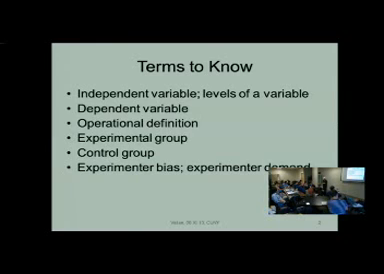Okay, experimenter bias and experimenter demand. These are things that are very important in social psychology experiments especially, but not only. So does anybody know what these are? Or want to take a guess at what these are?